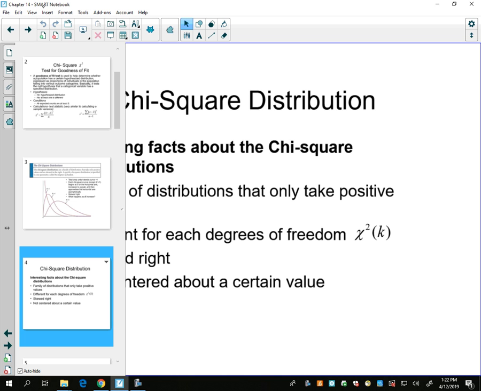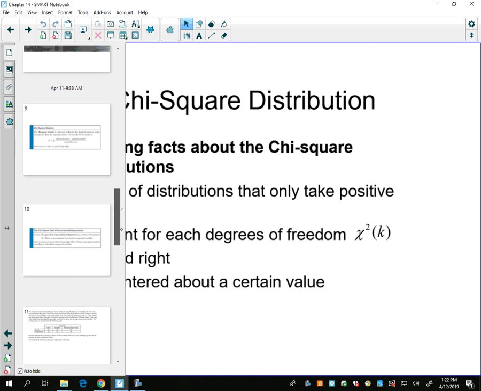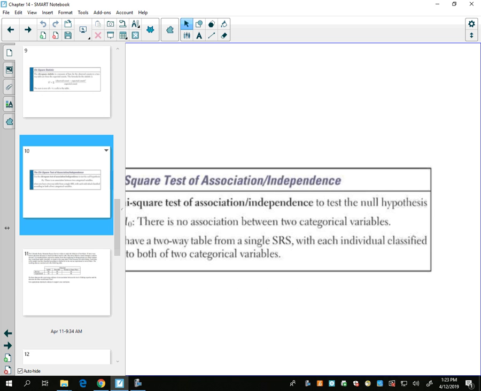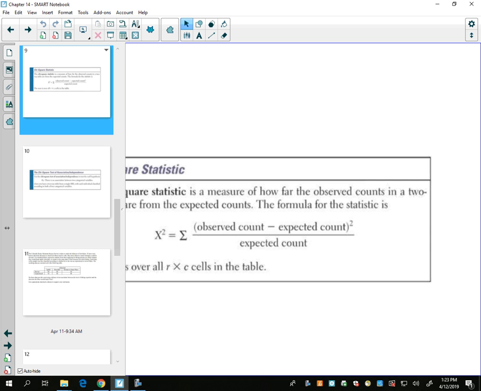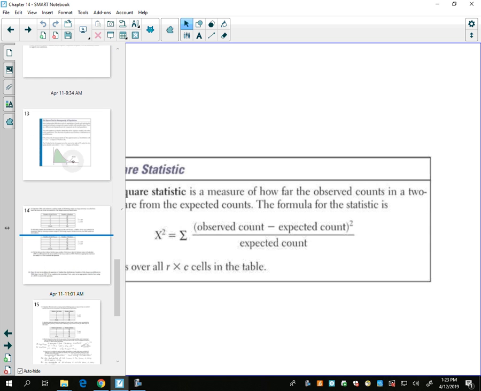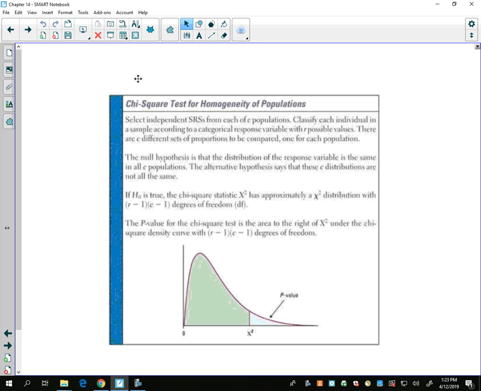Minimize that. Okay. So, nope, this one. Oh, where is it? Here it is. Chi-square test for homogeneity of populations.